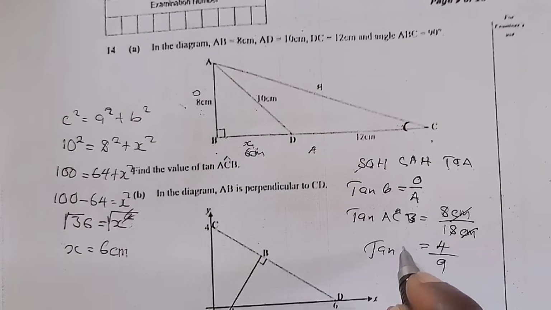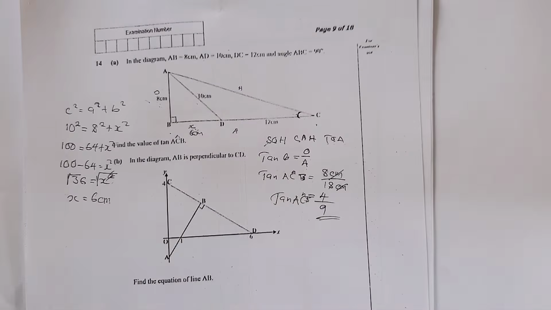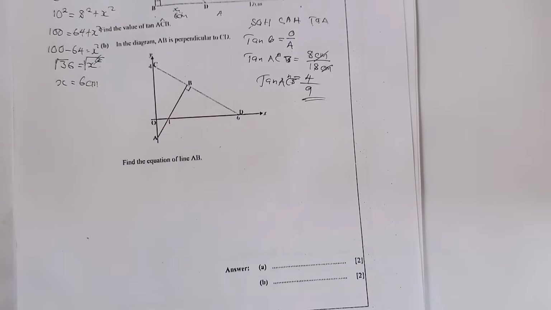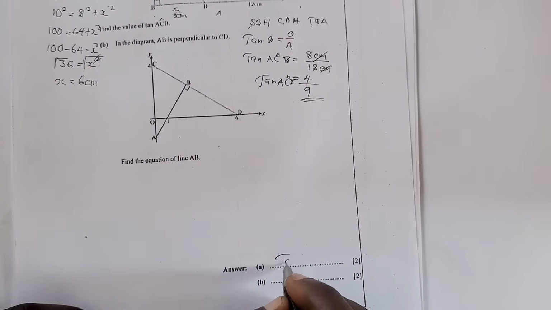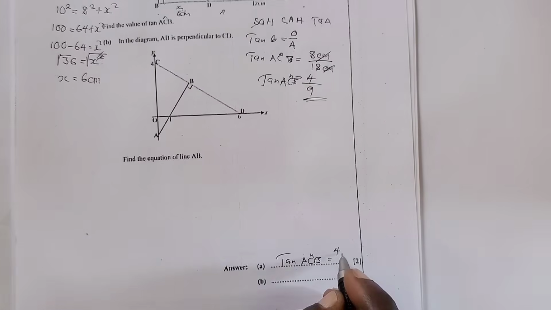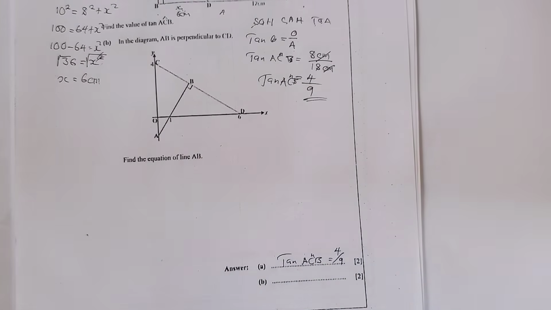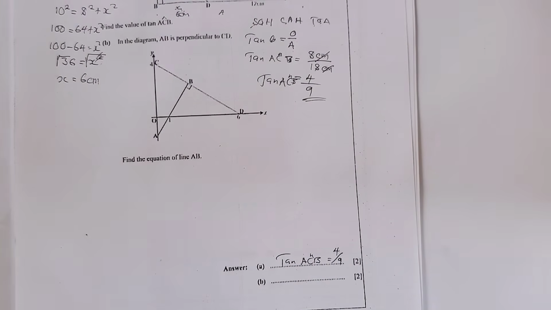So therefore, tan ACB is 4 over 9. So you come here with this space and write your answer as tan ACB equals 4 over 9. Do you understand? Good.